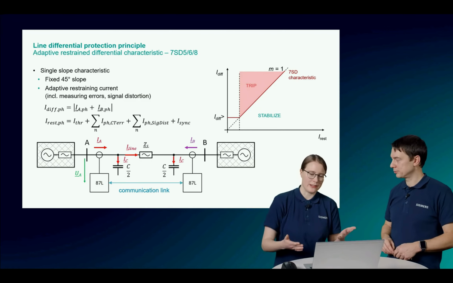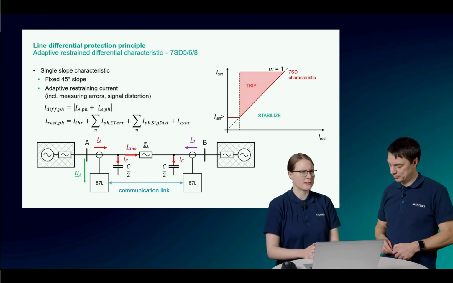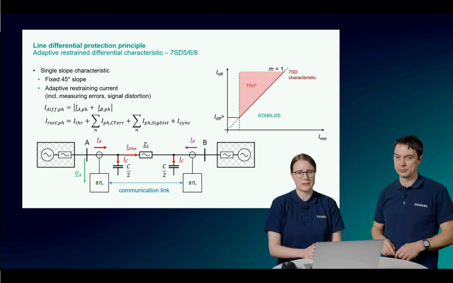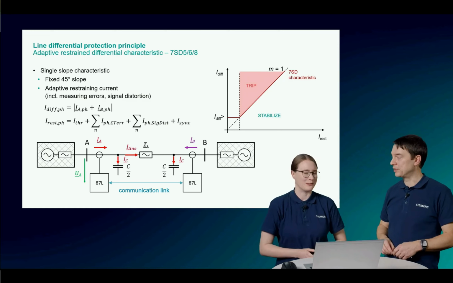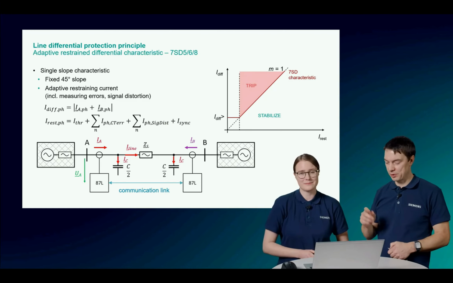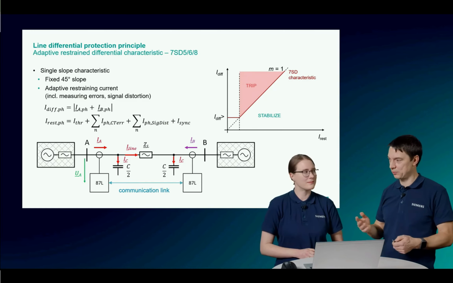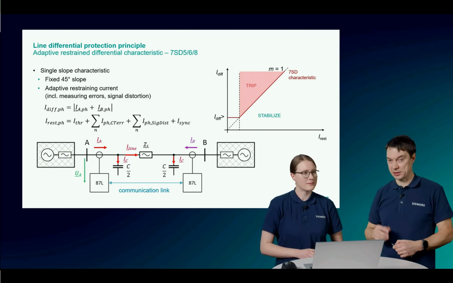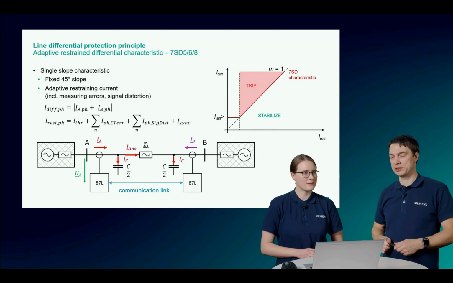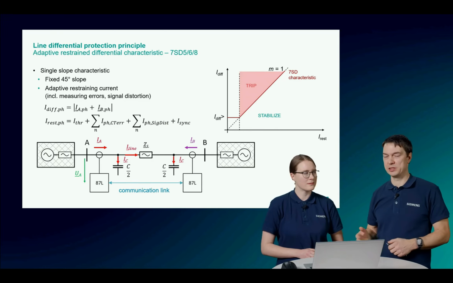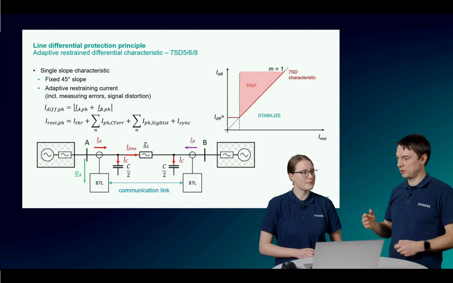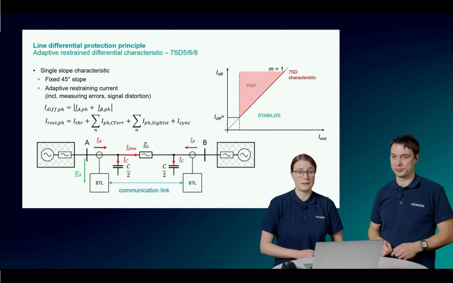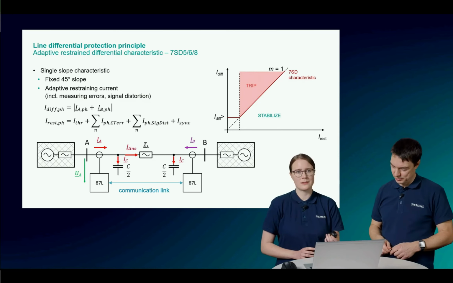And I would say for the end user, the benefit is that the settings are very easy for our characteristic, and we are always as sensitive as possible, as needed. This is maybe the biggest differentiation from the dual slope characteristic: the calculation for the restraining only takes into account as much as needed. This is the idea, and not a fixed characteristic.